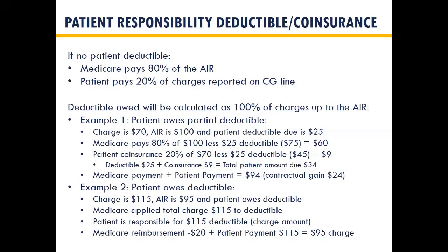In example 2, the patient owes the entire amount as deductible. So our charge is $115, your all-inclusive rate is $95, and your patient is going to owe their deductible because they haven't met that $185 yet. Medicare is going to apply that total charge of $115 to the deductible. Even though your AIR is only $95, they're going to apply the total charge. So the patient is going to be responsible for the $115 deductible or charge amount. Your reimbursement is going to come through as a negative $20 because the patient's going to be responsible for $115, and that will bring you to your charge amount.